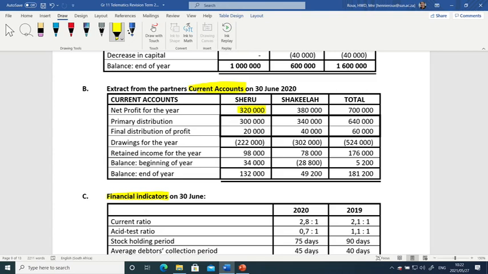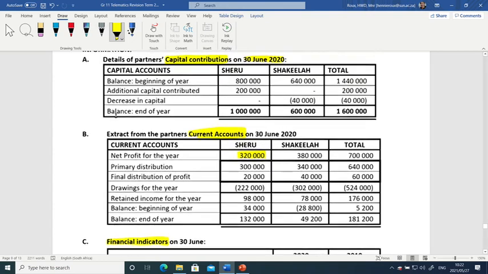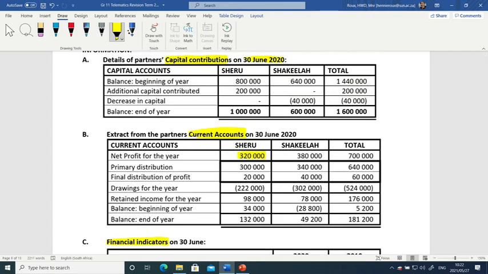And his average investment will be his capital at the beginning of the year, plus his capital at the end of the year, plus his current account at the beginning of the year, plus his current account at the end of the year, divided by 2. So the 320 divided by the average of those 4 amounts.